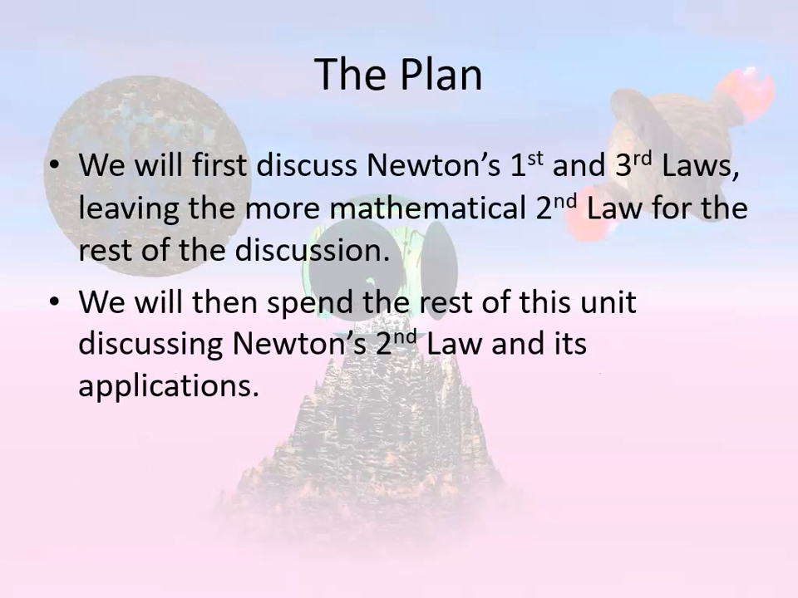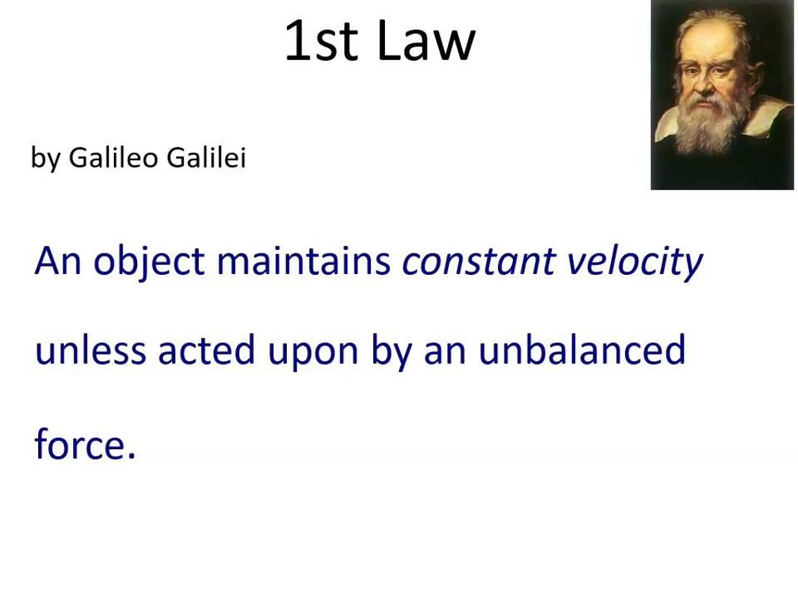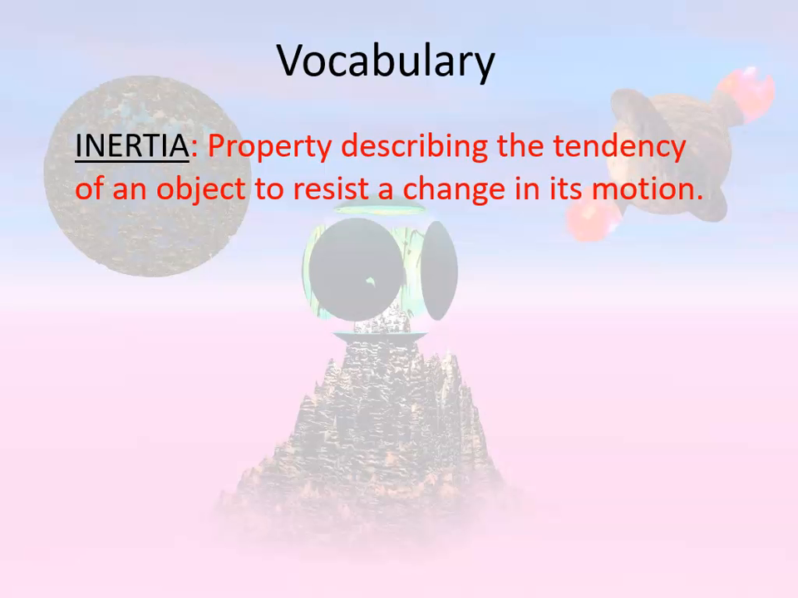So, as I mentioned before, the plan is going to be to discuss Newton's first and third laws today, leaving the more mathematical second law for the rest of our discussion in future videos. And after that, we'll spend the rest of the unit discussing Newton's second law and its applications. So, the first law by Galileo is that an object maintains constant velocity unless acted upon by an unbalanced force.